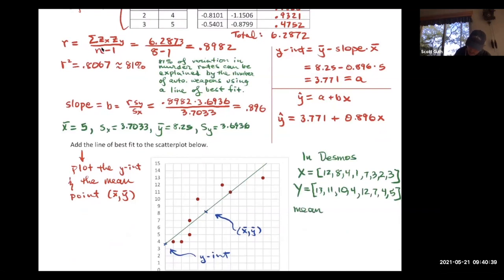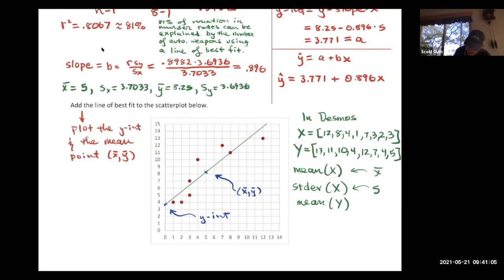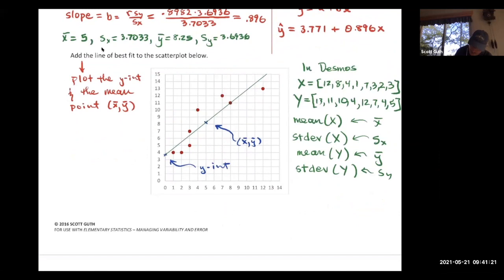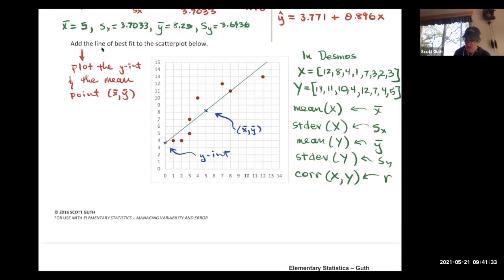And then if you do mean capital X like that, that's X bar. If you do STDEV capital X, that's SX. The mean of Y is Y bar. Standard deviation of Y is SY. Kind of obvious. Here's the kicker, the one that you don't know, and that's CORR, C-O-R-R, big X, comma, Y. That's R. Super easy. So you have to use a capital X everywhere.